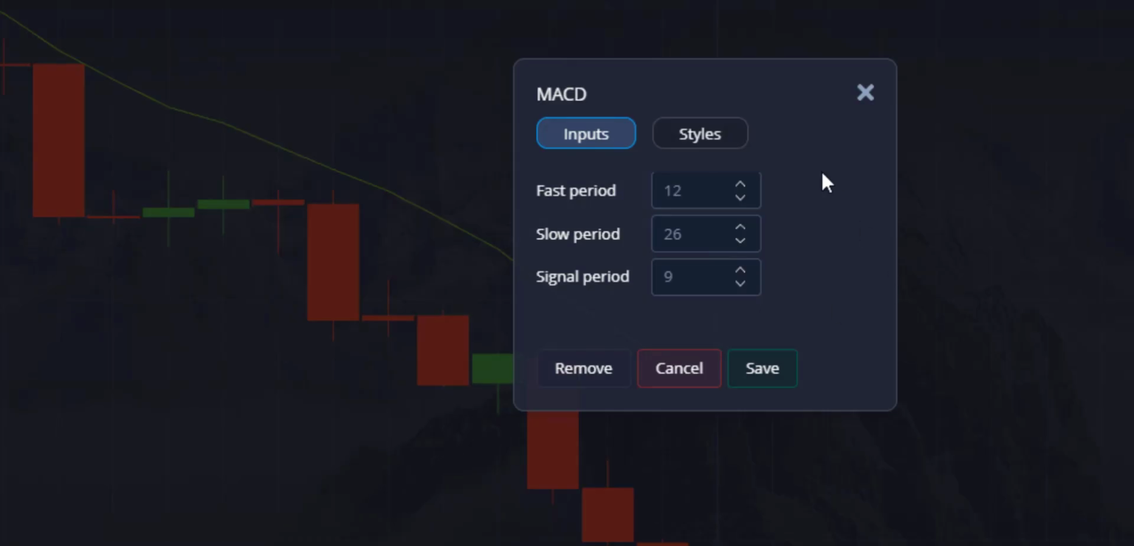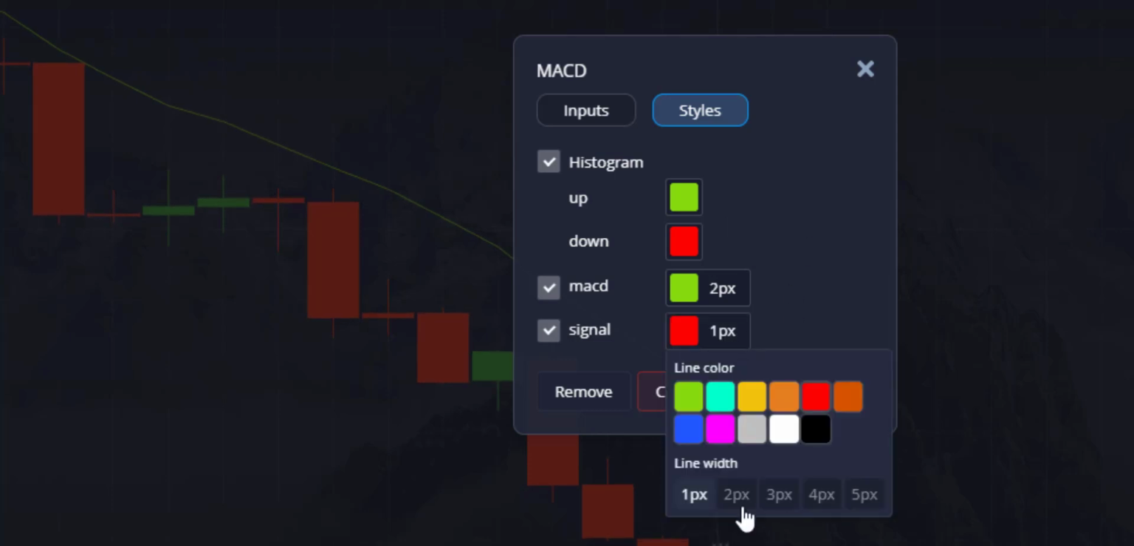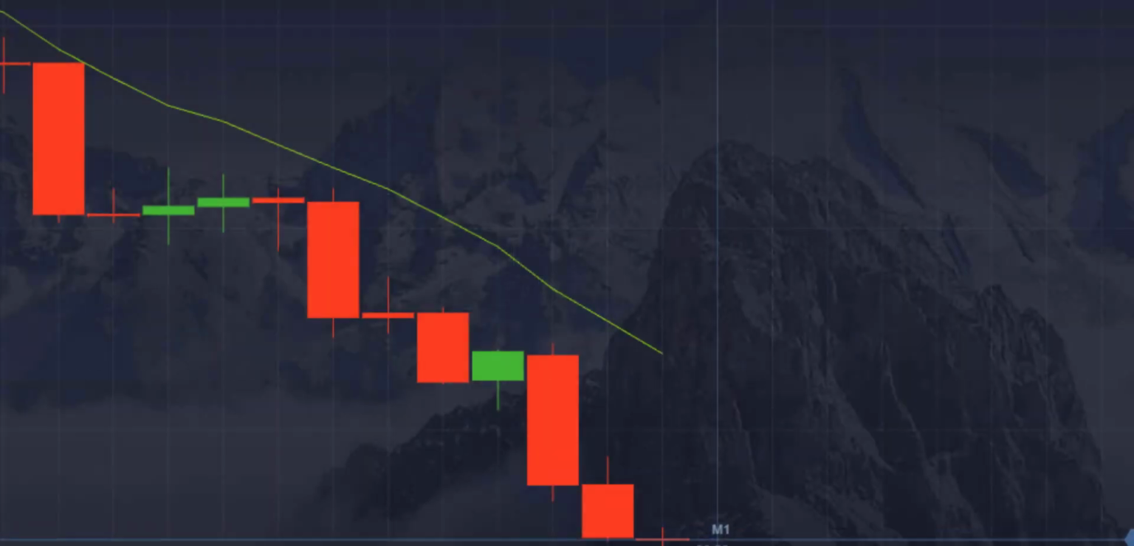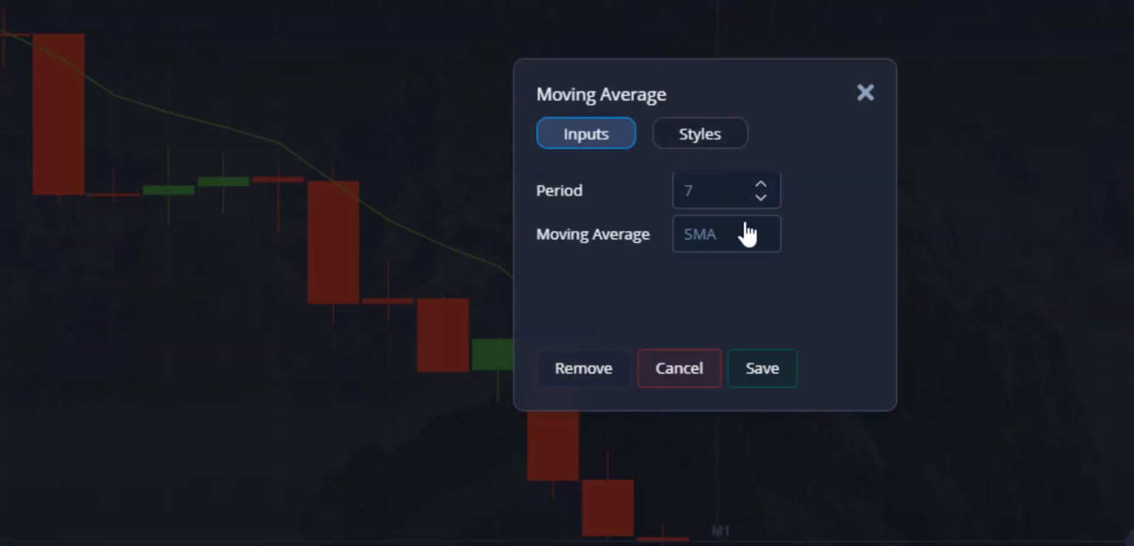We will go to the MACD settings and go to styles and choose 2 pixel by 2 pixel. And save. And we go to the moving average, we choose 7, and then we choose EMA and save.